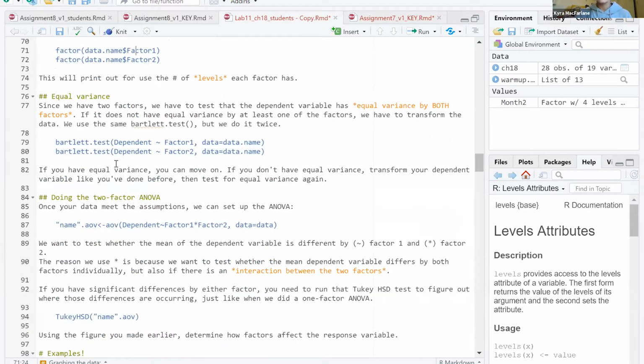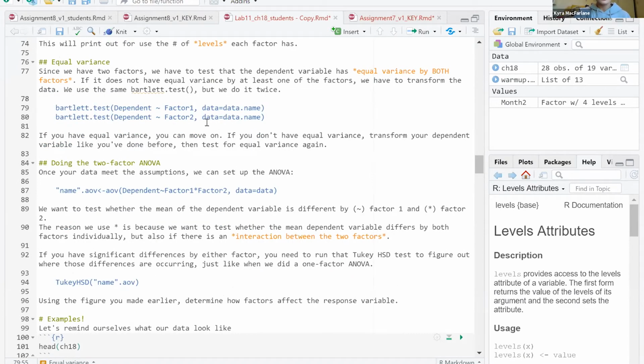When we test for equal variance, it's actually the exact same thing that we did last week, except we have to do it twice. We have to do it by factor 1 and by factor 2. But the code for the Bartlett test is the same. If you have unequal variance by one factor but not by the other, you still need to transform your data and then retest using your transformed data, and then make your ANOVA using the transformed data.